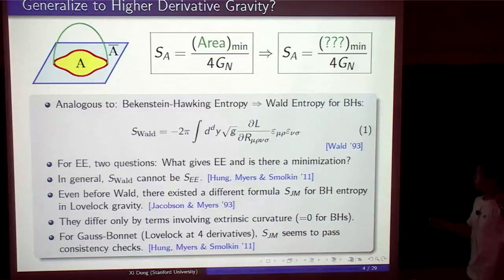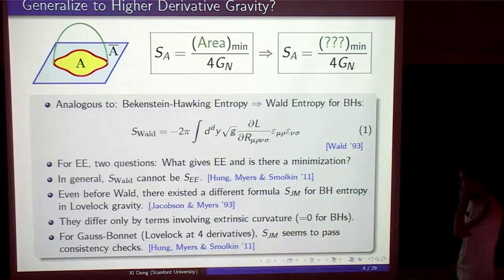For entanglement entropy, we actually have two independent questions. One is, what is the formula that gives the entropy? And second, can we find the analog of the minimal surface by minimizing, for example, the entanglement entropy, by minimizing the same formula? So I'll talk about both questions in sequence. I'll review what we currently know already from the literature.